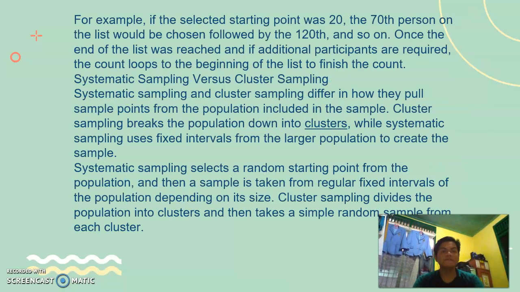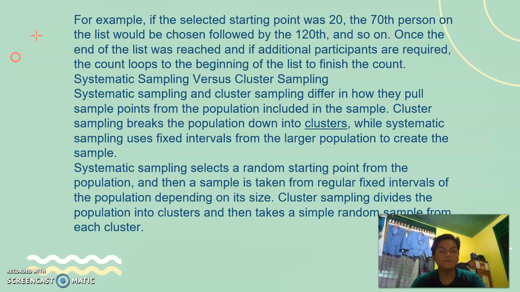For example, if the selected starting point was 20, the 70th person on the list will be chosen, followed by 120 and so on. Once the end of the list is reached, if additional participants are required, the count loops back to the beginning of the list to finish the count. Systematic sampling versus cluster sampling.